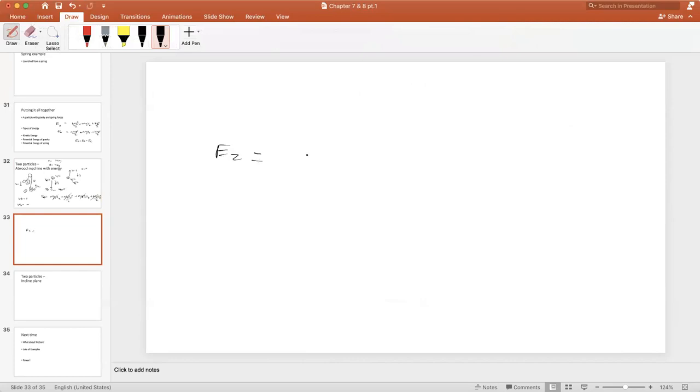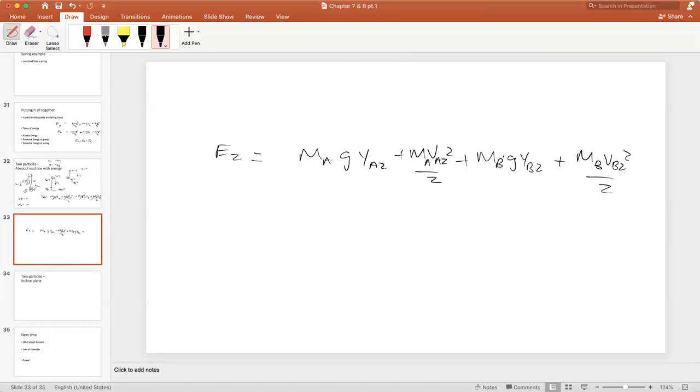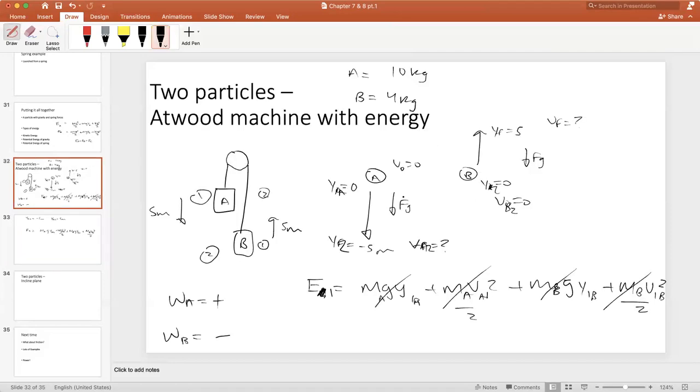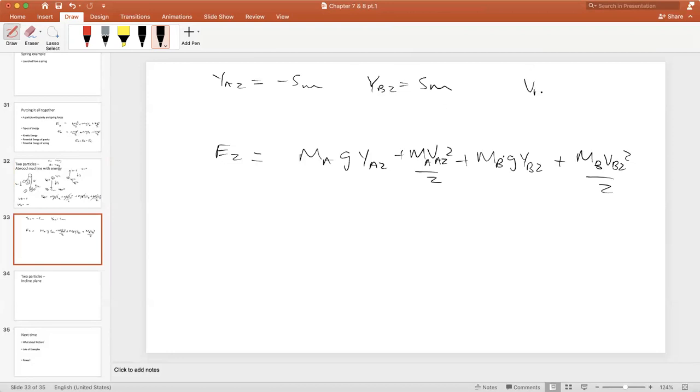so energy 2 is again M_A g y_A2 plus M_A v_A2 squared over 2 plus M_B g y_B2, I'm sorry, y_B2, plus M_B v_B2 squared over 2. And a few things we got to know. y_A2 is negative 5 meters. y_B2 is positive 5 meters, right? B went up 5 meters, A dropped 5 meters. And v_A2 is equal to v_B2, okay?